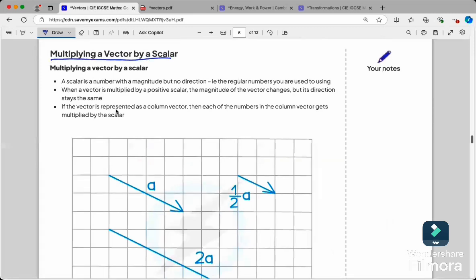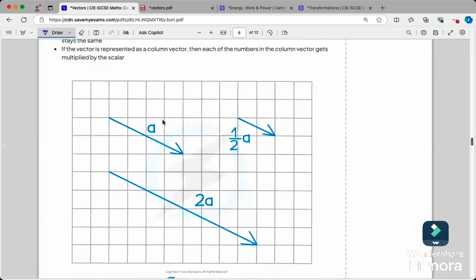Multiplying a vector by a scalar, you can multiply. Look at this. This is the original vector A. Writing the column vector for this one, it goes 1, 2 down, so -2, and to the right by 4. So it will be 4 and -2. Half A: if I multiply this by half, half of 4 and -2 becomes 2 and -1. If you measure this, it is down 1, so -1, and 2 to the right. So it is 2 and -1.